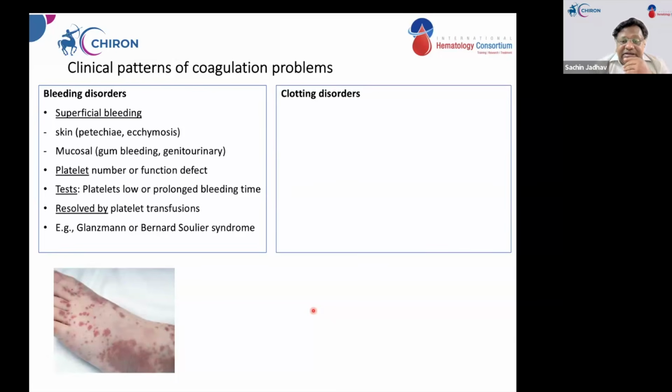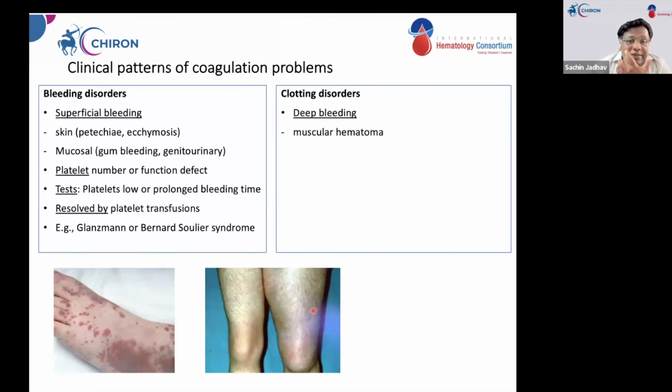The second pattern is what we see in clotting disorders, which essentially result in deep bleeding in the muscles. So they can be hematoma in the muscles. The hematoma could be in the thigh muscles or psoas muscles in the back. We often see patients with hematoma in the pectoralis major muscle as well, right? So any muscle which goes through wear and tear could potentially bleed internally and lead to a muscular hematoma. This is the kind of hematoma that we see in hemophilia patients.